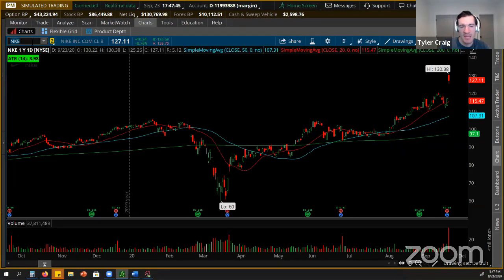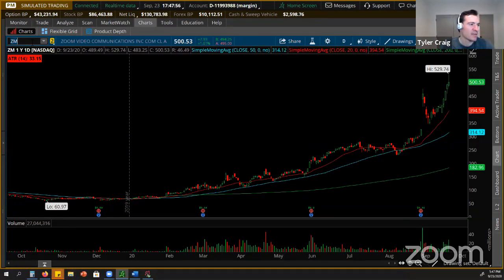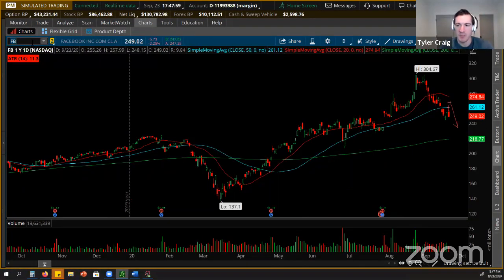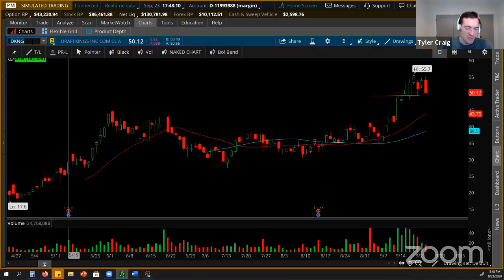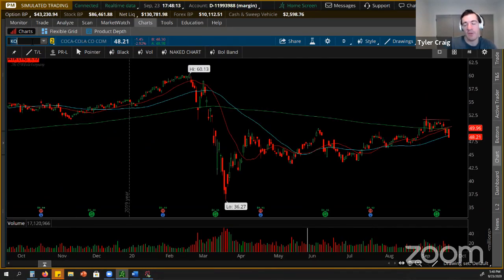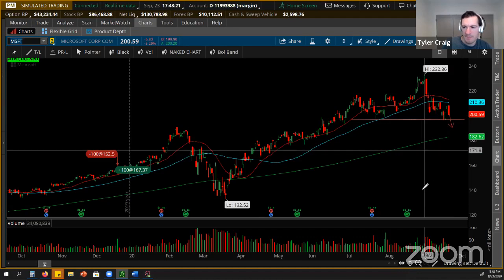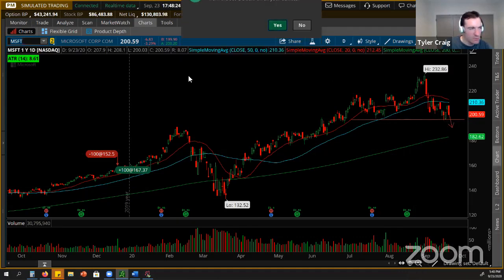Nike. Well, the problem with Nike is it hasn't gone down, so it doesn't fit my narrative. I need a stock that's gotten beaten up recently. Zoom doesn't fit the narrative either. It's already gone up too much. Facebook could work. DraftKings, unfortunately, I would like DraftKings to come down a few more bars. It's not that oversold. Coca-Cola, yeah, we could do something on Coca-Cola, though it hasn't been beat up too much. Microsoft, yep, Microsoft could work too.